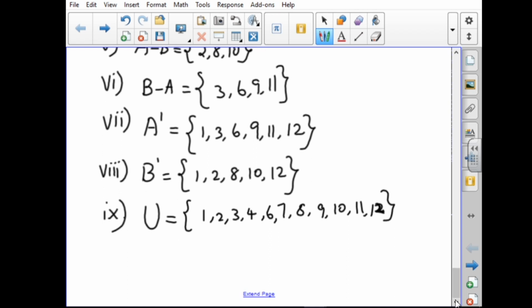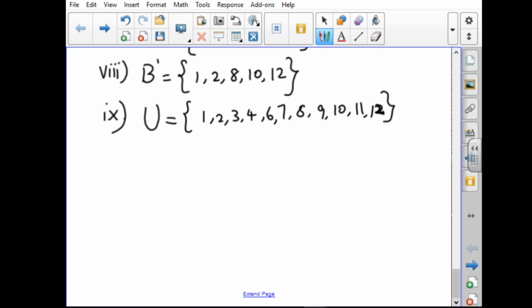Next, question number 2. In question number 2, the first question you should write for homework. A is equal to 2, 6, 10, 14 and B is equal to 2, 5, 14, 16. That is for your homework. You can follow the second question; the same method you can use for the first one.